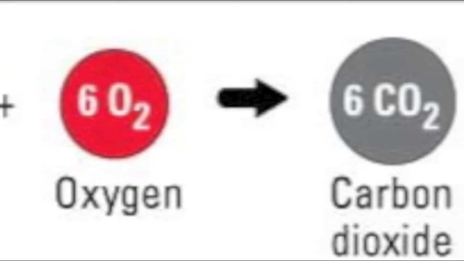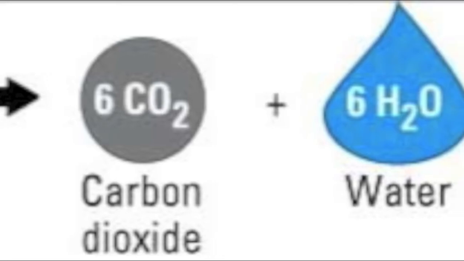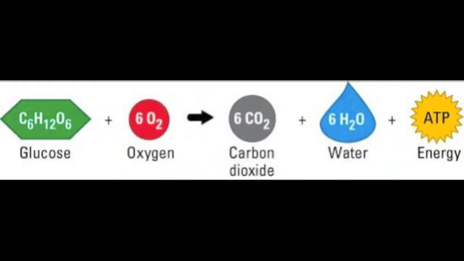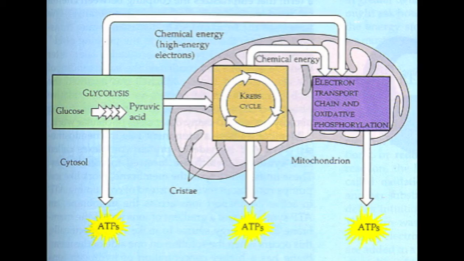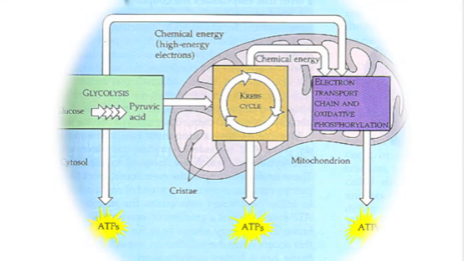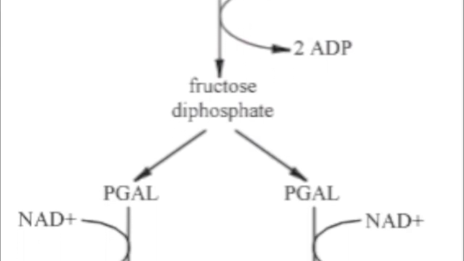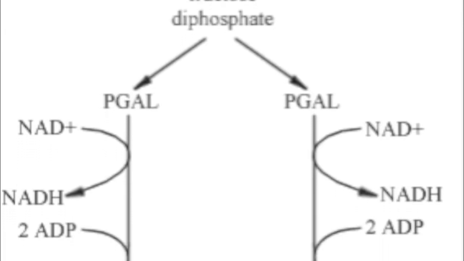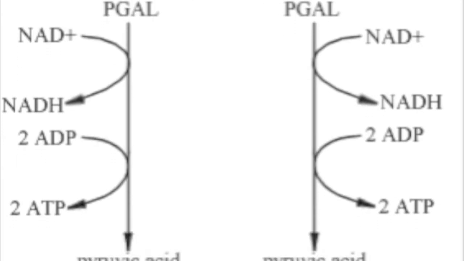Cellular respiration is a catabolic pathway for producing ATP. This occurs both in eukaryotic cells and in prokaryotic cells. The chemical equation for this is glucose plus oxygen yields carbon dioxide, water, and energy, ATP. There are 3 main stages in cellular respiration. The first is glycolysis. Glycolysis splits 6-carbon sugars into 2 3-carbon sugars, 2 molecules of ATP, 2 molecules of pyruvic acid, and 2 high-energy electron-carrying molecules, which is NADH.